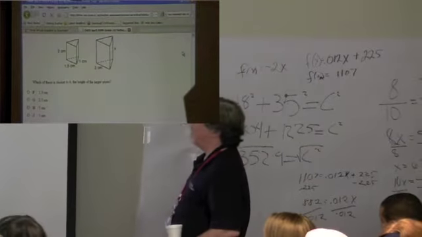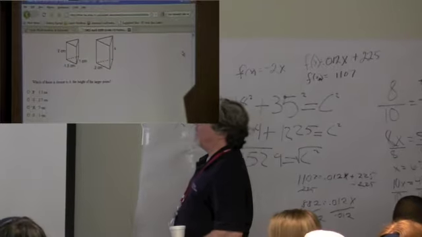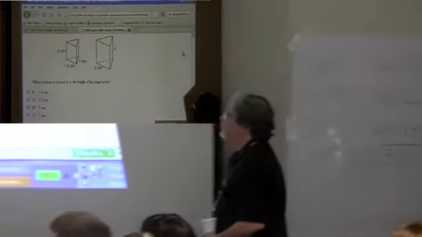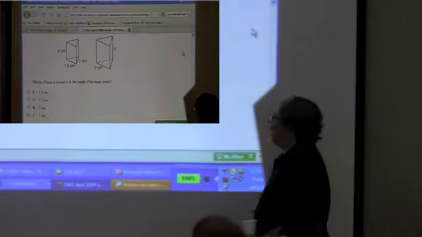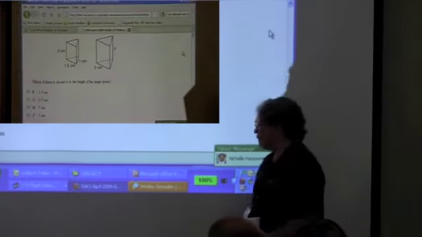And I've got one that is a 2 by 1 by 1.5, and the other one is a 2 by 8. What is the closest to 8 in height of the larger prism? 7.